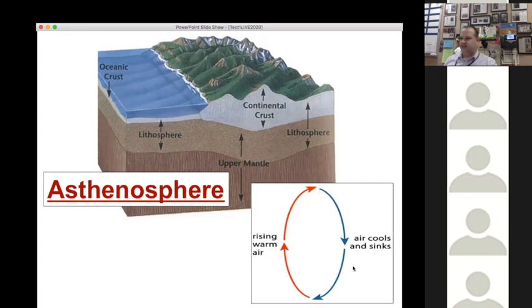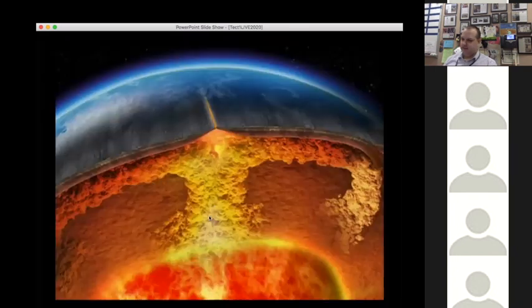And the asthenosphere, once again, is where that convection happens. Convection is what helps push the plates. These big plates are being pushed around and moved and pulled by convection in the asthenosphere. This is convection, the asthenosphere. And here we have the plate. The plate is the lithosphere, the crust and the upper mantle.